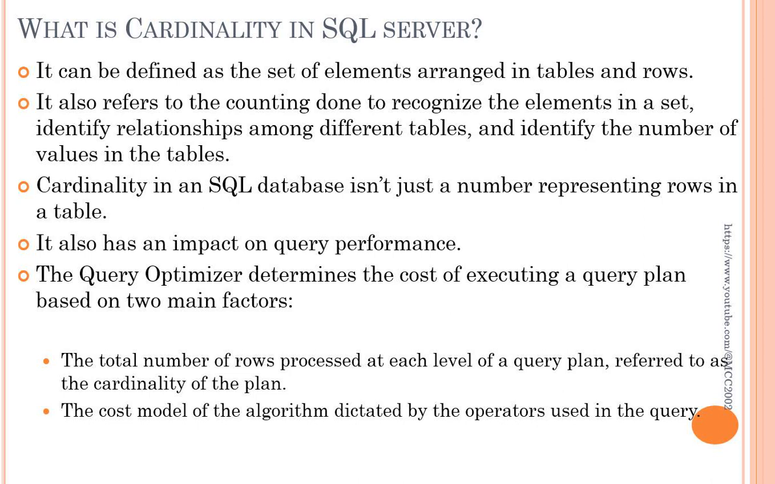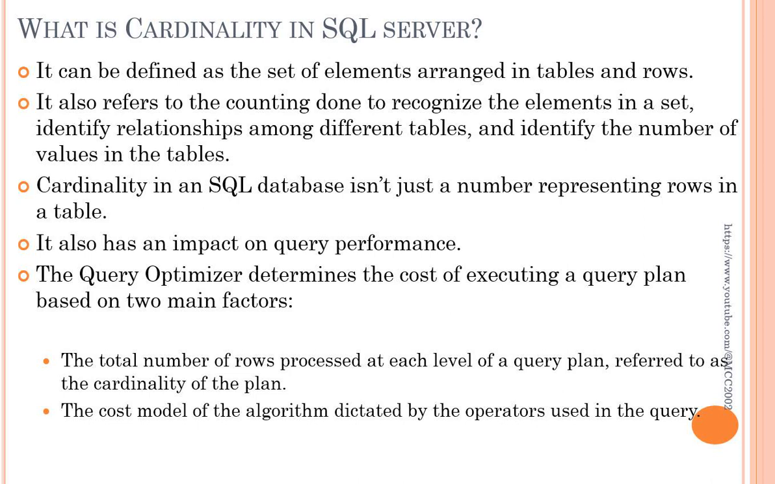The query optimizer determines the cost of executing the query plan based on two factors. So how does it impact the performance of the system? Basically, the number of rows processed at each level of the query is referred to as the cardinality of the plan, and the second one is the cost model of the algorithm dictated by the operators used in the query. So both of these things depend on each other and totally impact the performance of databases, queries, and the servers.